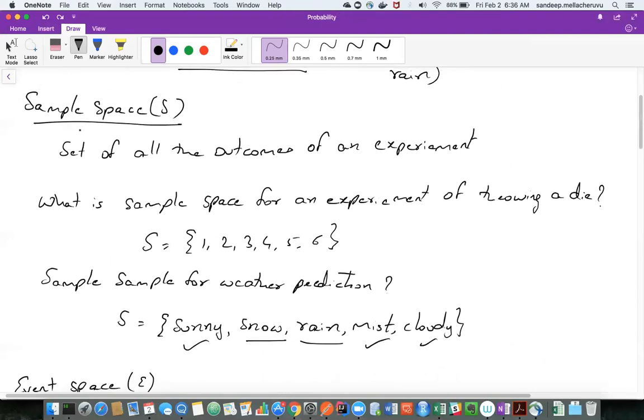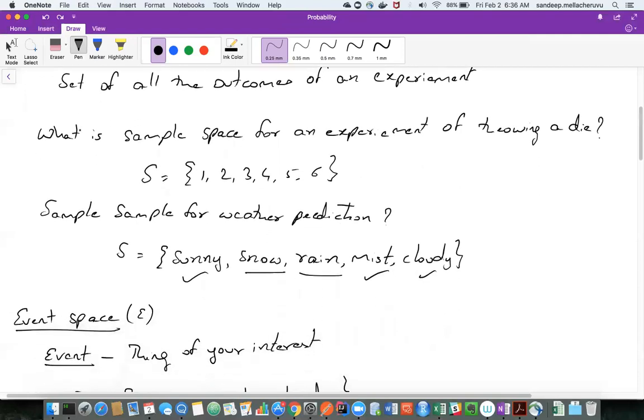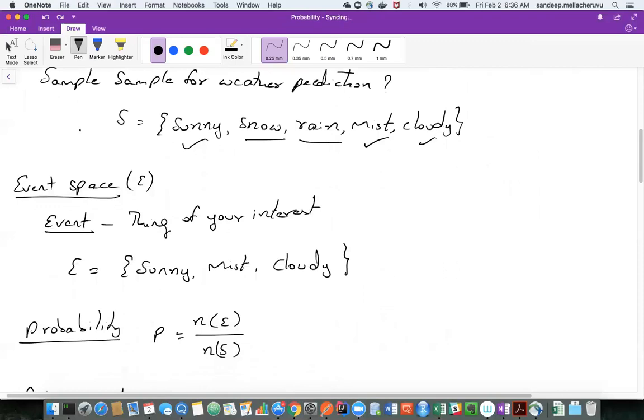Then we talked about sample space, which is nothing but the set of all the possible outcomes for an experiment. You keep it as a set, and that set is called the sample space. Then within that sample space, what is the thing that you are interested in? That is called the event space. And the event space could also be a set. It may not always be a single element.